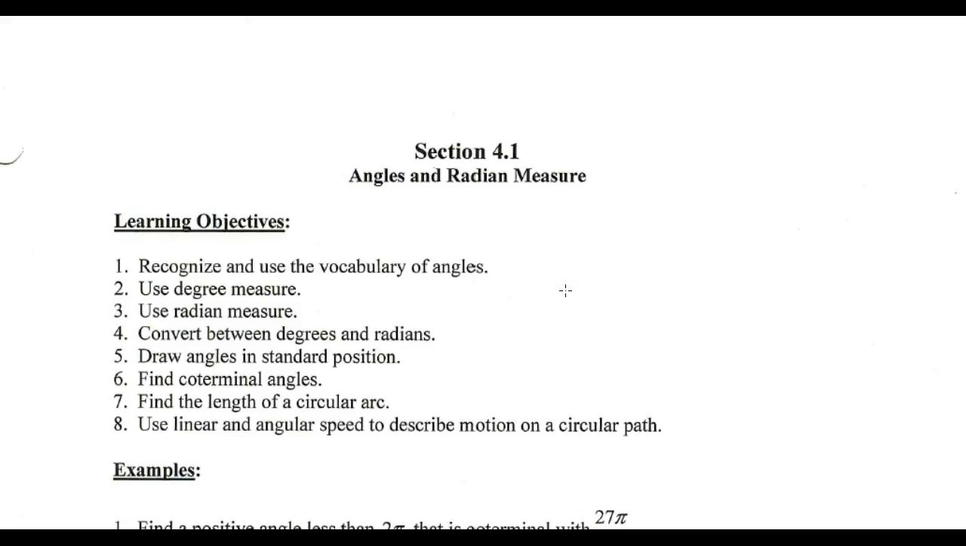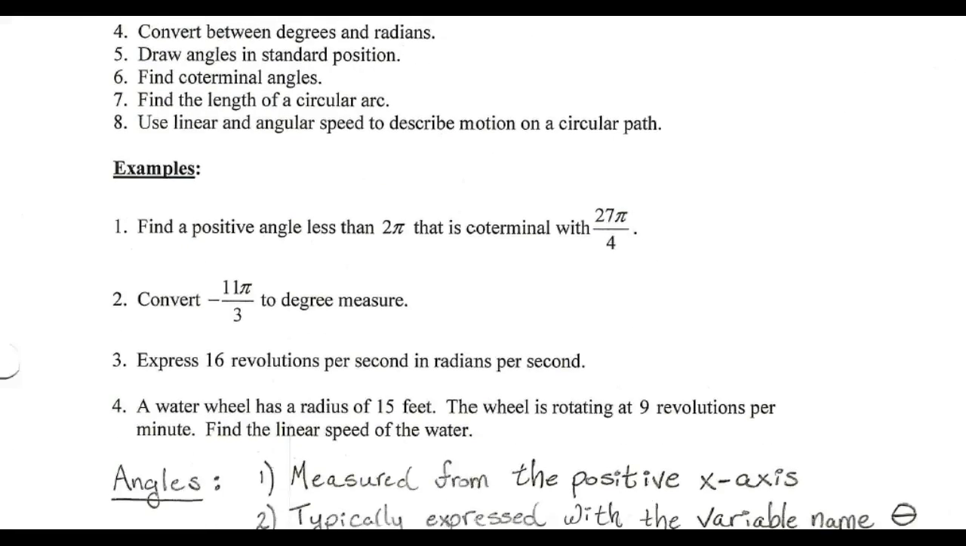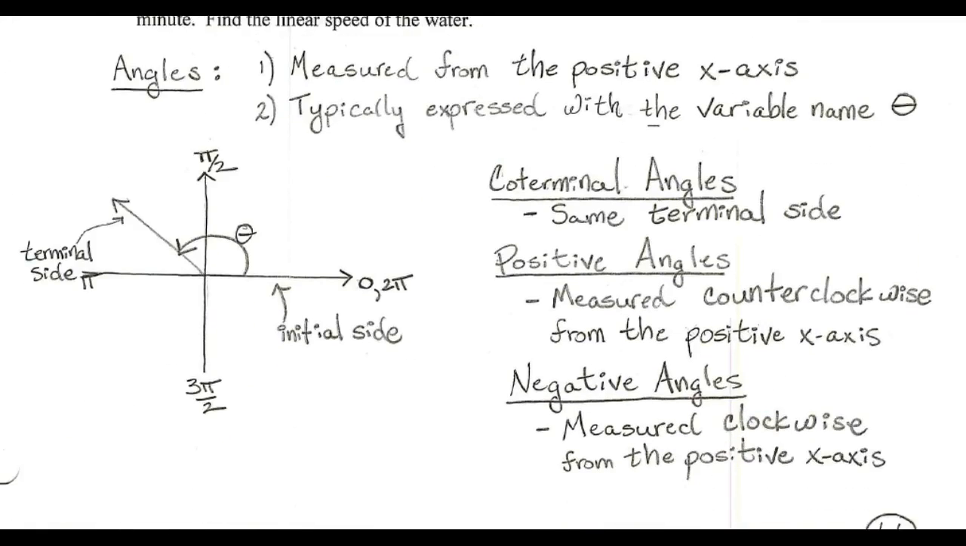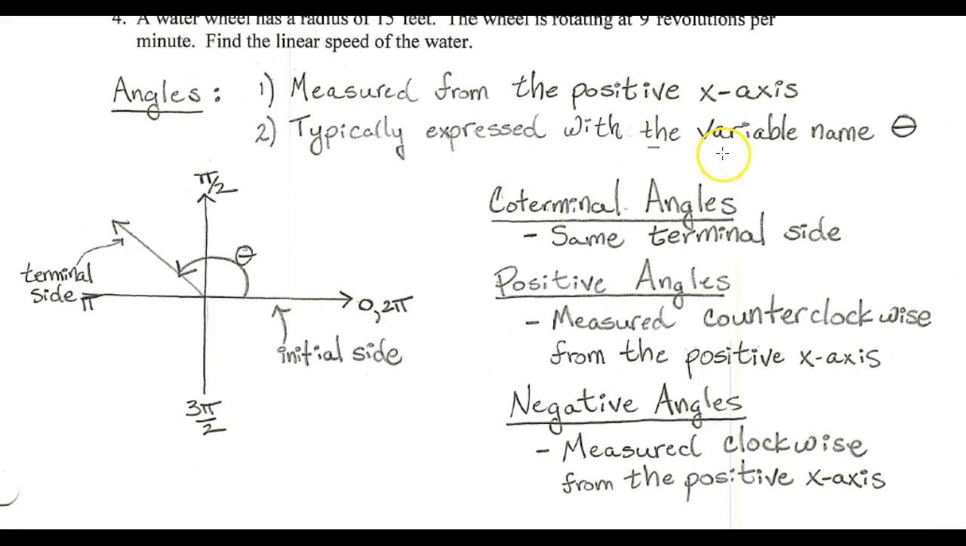Okay, we are moving into section 4.1, and we're finally getting to chapter 4 about some trigonometry. Section 4.1, we first want to talk about angles and radian measure. So again, please look at the learning objectives, take a glance at the examples we're going to be going over, and let's talk about some things first.